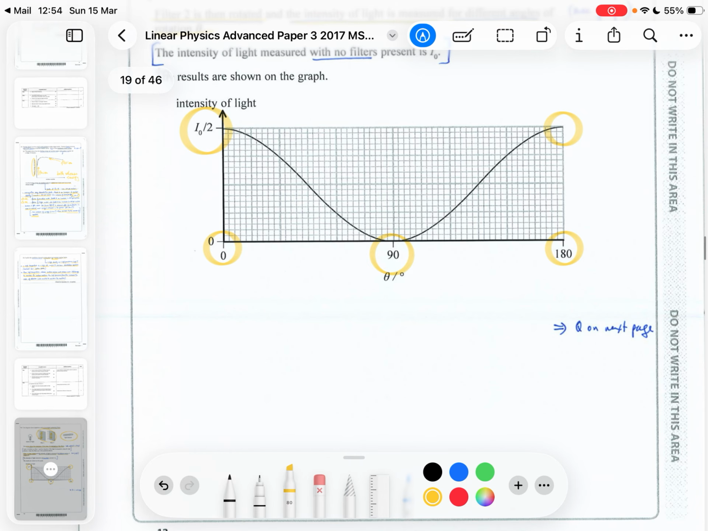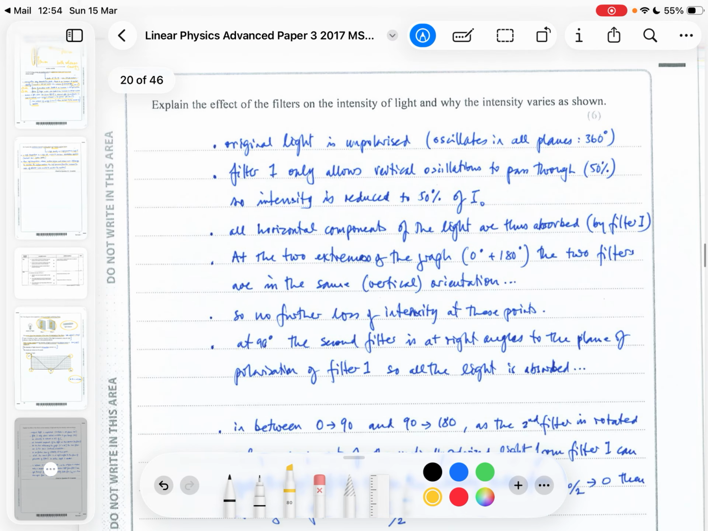So that's basically what they want you to answer in the next section looking at this graph. Explain the effect of the filters on the intensity of light. It's a 6-mark question. I think it's a generous 6 marks. Original light must be unpolarized. That means the oscillations are in all planes, or in all 360-degree directions.